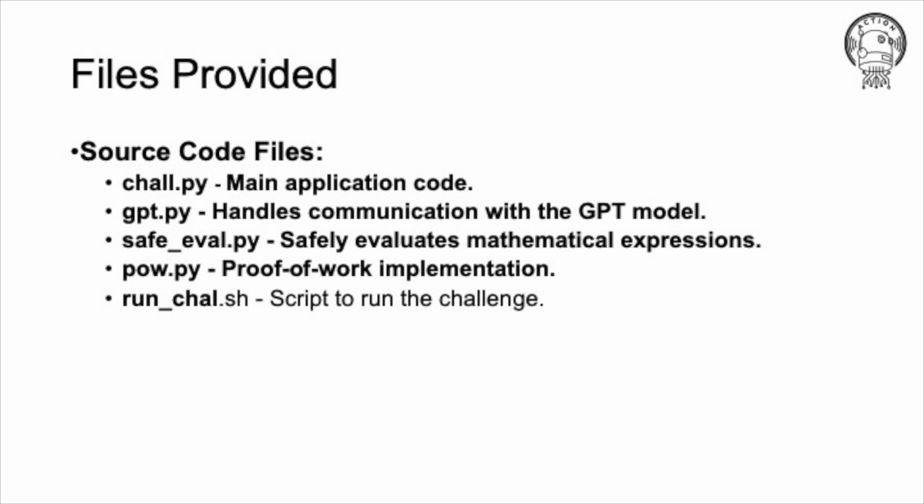We have several source code files at our disposal. Chal.py, which is the main application code, gpt.py, which handles communication with the GPT model, safeeval.py, which safely evaluates mathematical expressions, pow.py, which implements a proof-of-work mechanism, and run_chal.sh, a script to run the challenge. For this walkthrough, we'll focus primarily on chal.py and safeeval.py, as they contain the components most relevant to our attack.